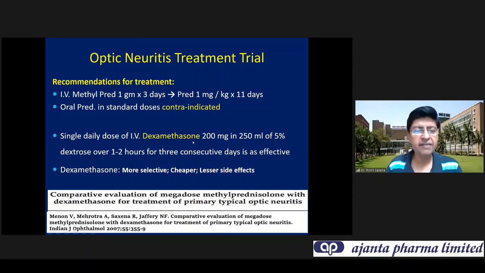We had been initially giving dexamethasone as an alternative. Now, of course, methylprednisolone is widely available and the cost is less. So we have also now long-term moved to methylprednisolone.